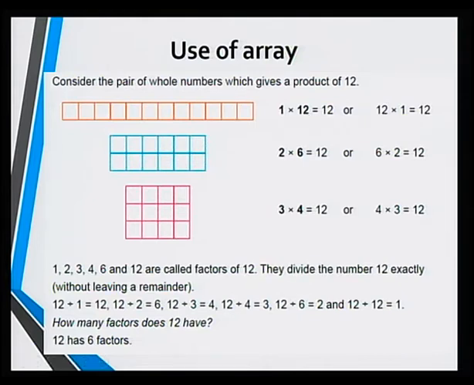This means that these numbers divide the number 12 exactly. That is, there is no remainder. So how many factors does 12 have? 6 factors.